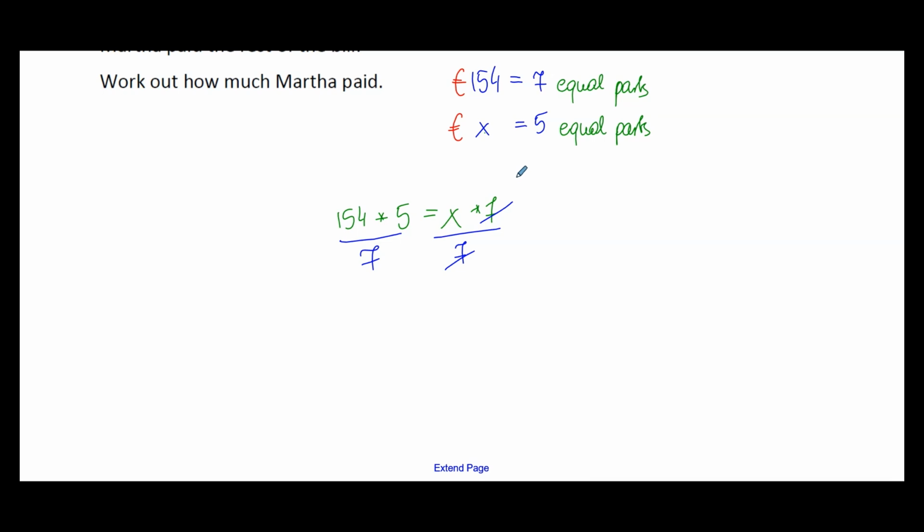And why do we divide? Because 7 divided by 7 is 1, 1 multiplied by x is x. And when we put all of that in the calculator, we get 110, that's the value of x. So that means what? Martha paid 110 euro. That was her part of the bill.